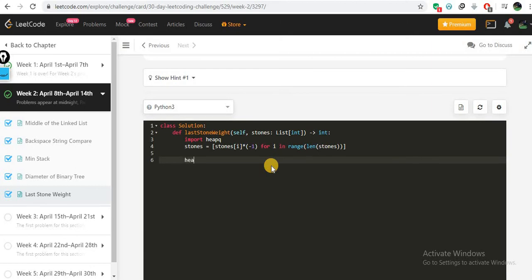So we use heapq.heapify(stones), and that's it. We just do this, and we got the heap here. This is a minimum heap, but since we have all of them multiplied by -1, we can retrieve all the elements in reverse order and just multiply by -1 when we have to use them.